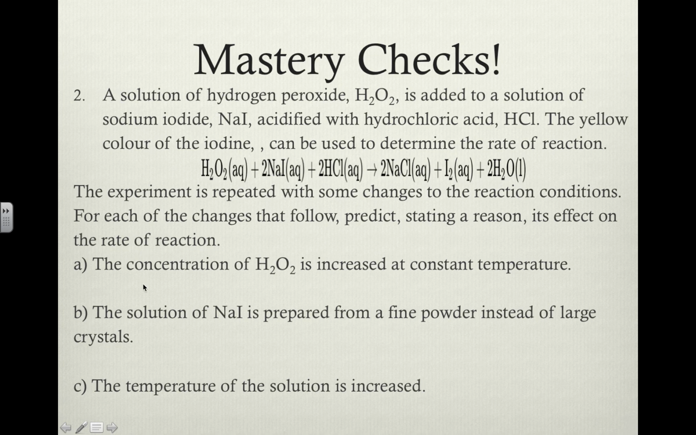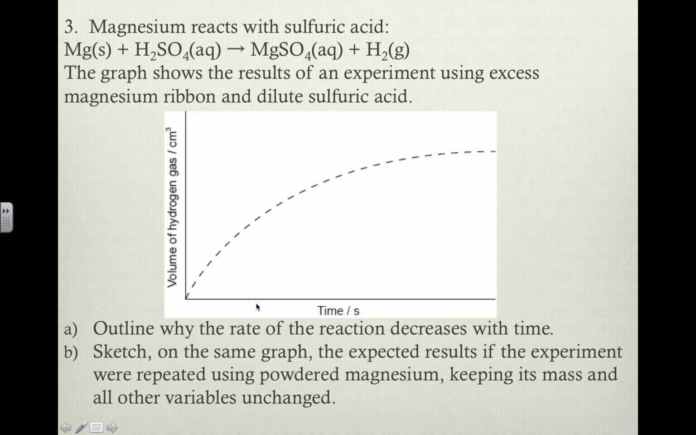So A, the concentration of hydrogen peroxide is increased at constant temperature. B, the solution of sodium iodide is prepared from a fine powder instead of a large crystal. C, the temperature of the solution is increased. So be able to predict and state a reason for those 3 effects on the rate of reaction. And here's your third one.